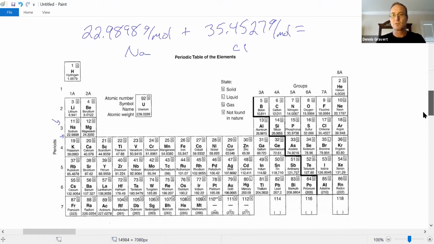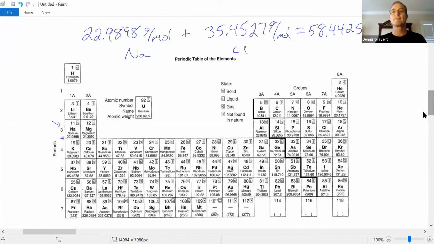Get out the calculator. Slide this up so I have some room. And then I got 58. Add those two atomic masses together. 58.44825 grams per mole. That's the molar mass of sodium chloride, meaning that if you have 1 mole, Avogadro's number of sodium chloride, well, not crystals, but sodium chloride molecules, NaCl, they will all weigh 58.4425 grams.